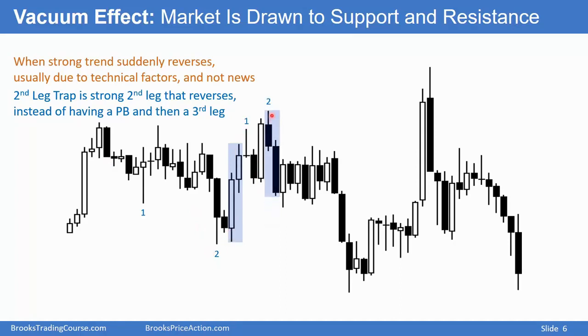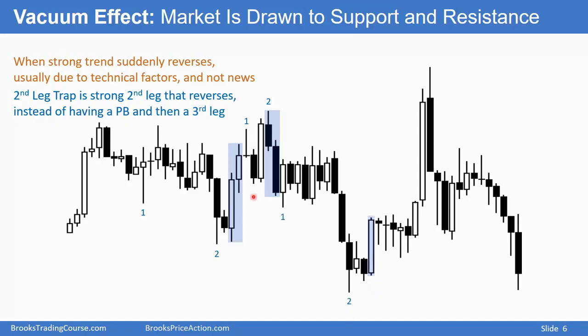2 legs up, 1 pullback, 2. It reversed down. Strong second leg, testing the top of a trading range. Strong second leg up, it looks like it might break out, and instead reversed down. This bar closed above the high of this bar. It looks like it might even have closed above the high of the past 20 bars. Traders are thinking, we got a breakout and we'll have a bull trend. No, it's a second leg trap in a trading range.